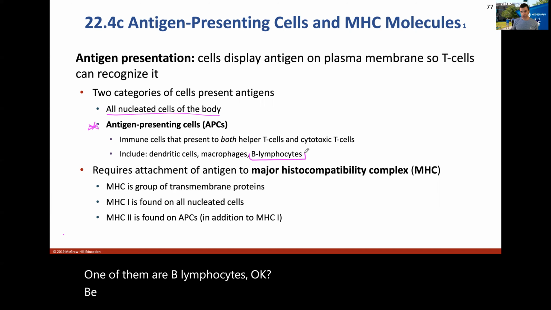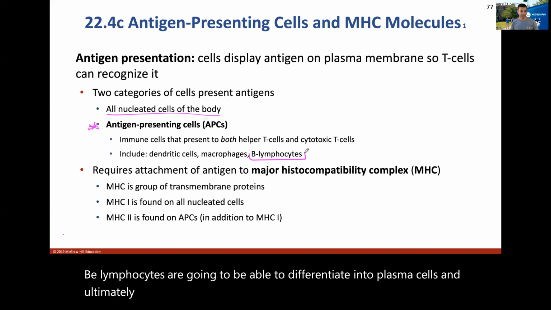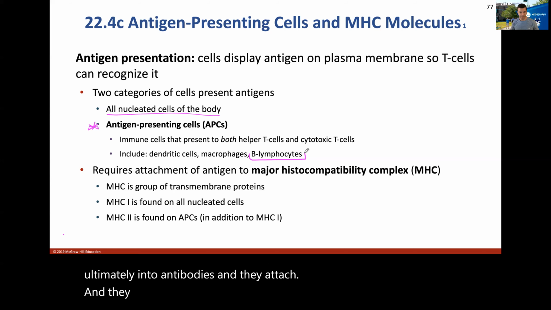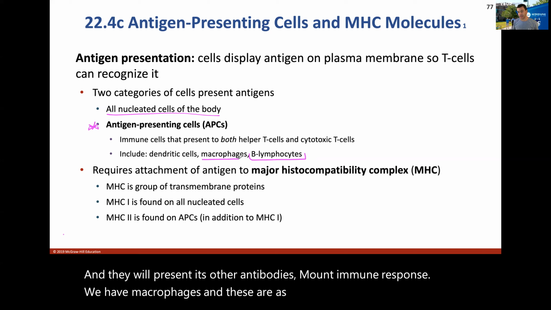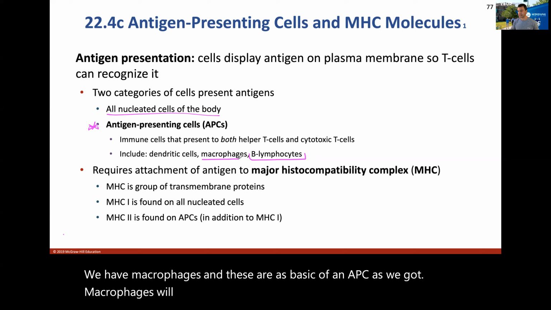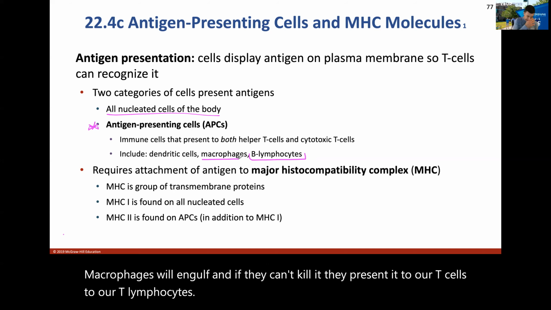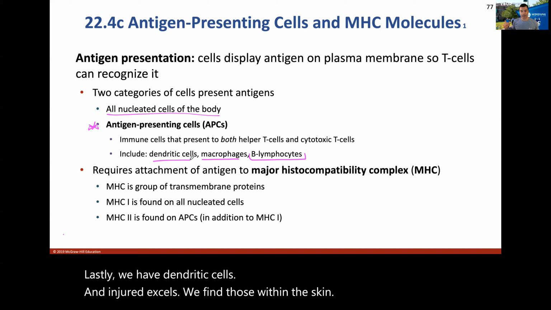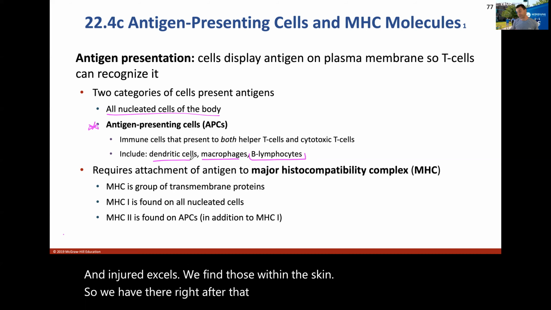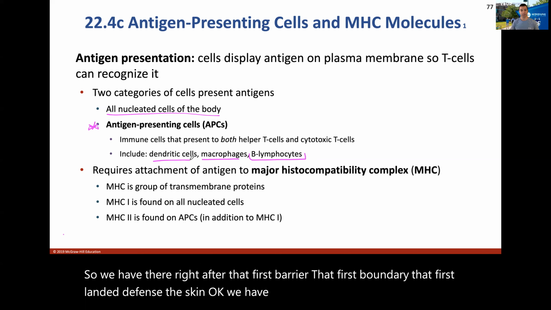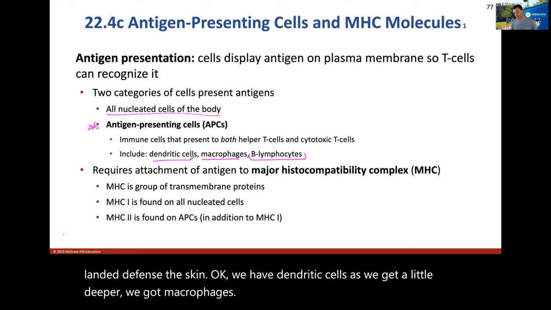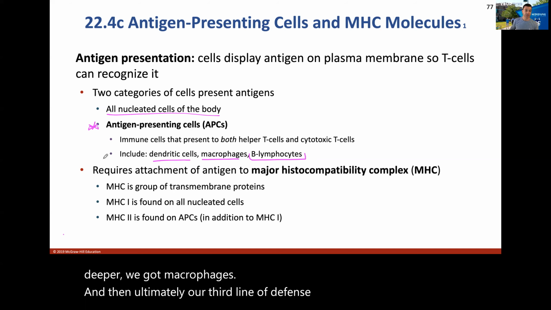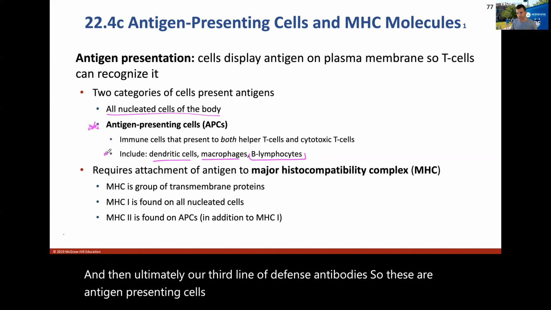B lymphocytes are going to be able to differentiate into plasma cells and ultimately into antibodies, and they attach. And they will present it to other antibodies, mounting an immune response. We have macrophages, and these are as basic of an APC as we got. Macrophages will engulf, and if they can't kill it, they present it to our T cells, to our T lymphocytes. Lastly, we have dendritic cells, and we find those within the skin. So right after that first barrier, that first line of defense, the skin, we have dendritic cells. As we get a little deeper, we have macrophages. And then ultimately our third line of defense, antibodies. So these are our antigen presenting cells: dendritic cells, macrophages, and our B lymphocytes.